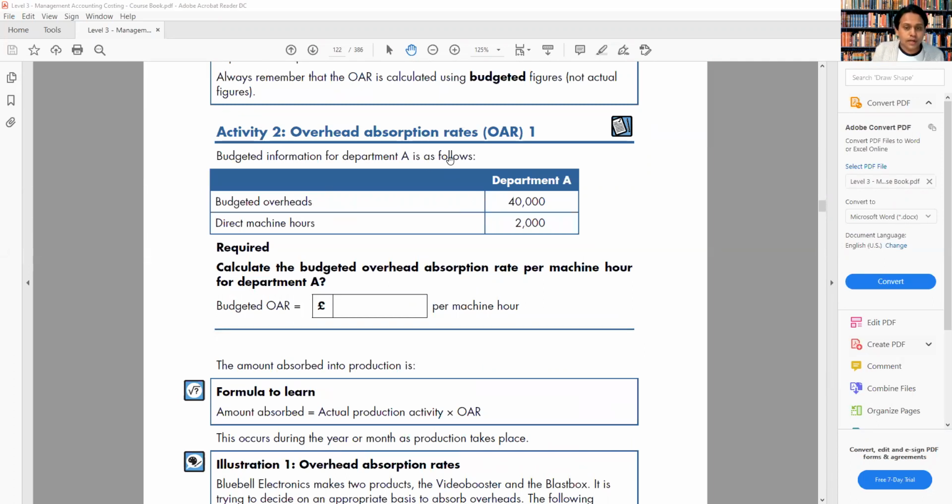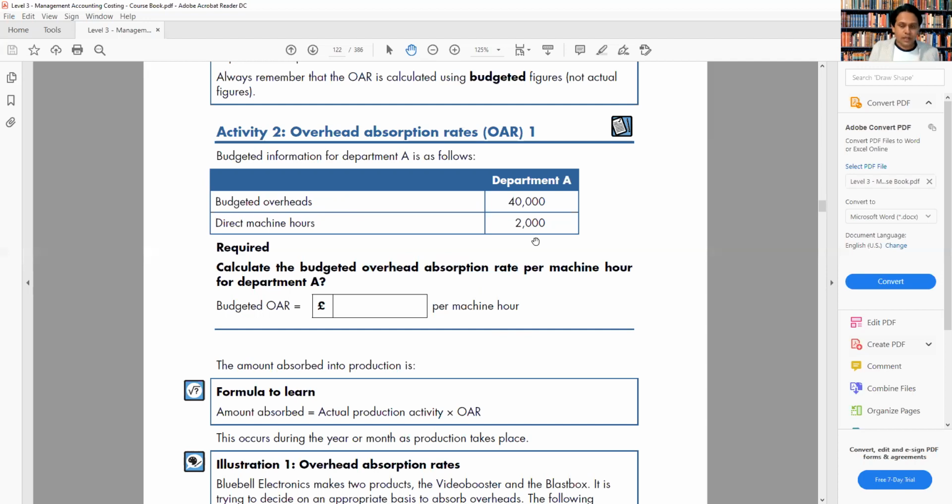Activity 2, overhead absorption rate. Can we calculate that? It says budgeted information for department A is as follows. Budgeted overhead is 40,000 for A and machine hours 2,000. Calculate the overhead absorption rate, that is OAR, per machine hour for department A. So how much will be the OAR per machine hour?